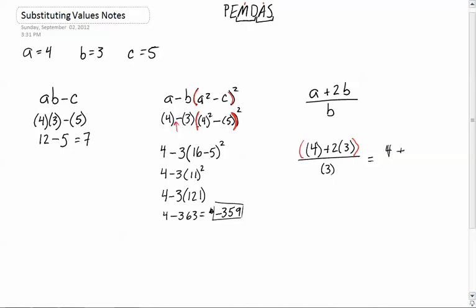Sorry, still getting used to my touch screen here. And then we've got the 2 times 3, which is 6. And that's still all over the 3. 4 plus 6 is 10 divided by 3. And you know what? I'm okay with you leaving it as an improper fraction. If your teacher gets all riled up about that, you can change it to 3 1/3. But I'm okay with 10 over 3. All right, there we go. Done with the first video.